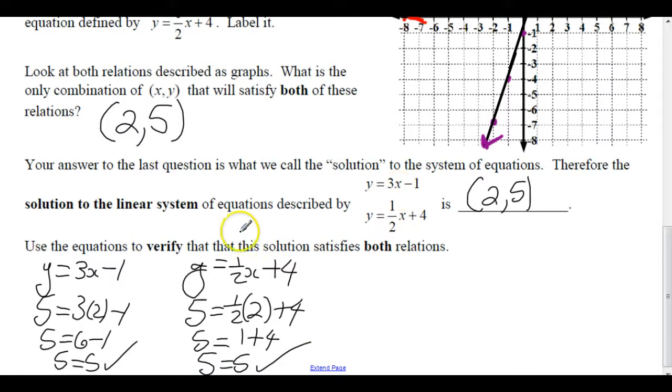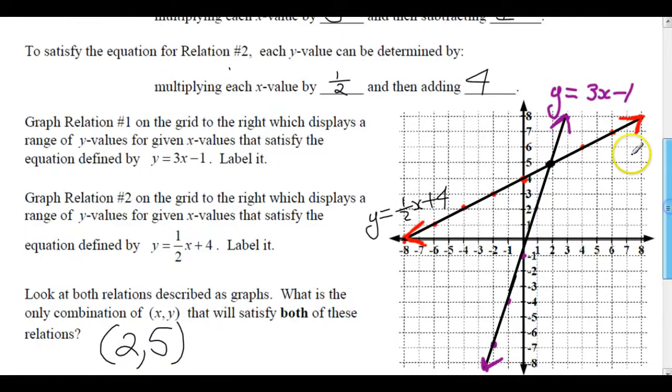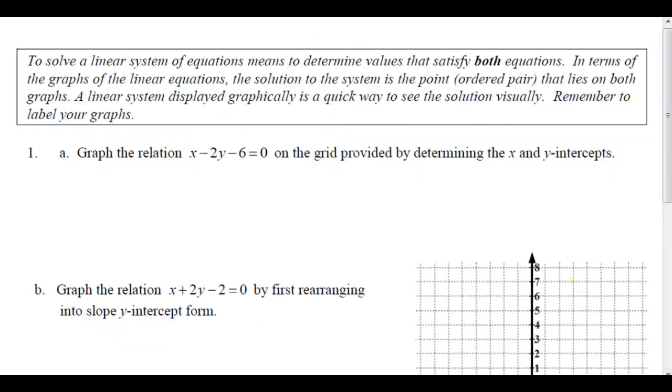True. So these equations are satisfied by this ordered pair, this one point, right? The point of intersection of the two lines. To solve a linear system of equations means to determine values that satisfy both equations. In terms of the graphs of the linear equations, the solution to the system is the point, expressed as an ordered pair, that lies on both lines, both graphs. A linear system displayed graphically is a quick way to see the solution visually. Remember to label your graphs.